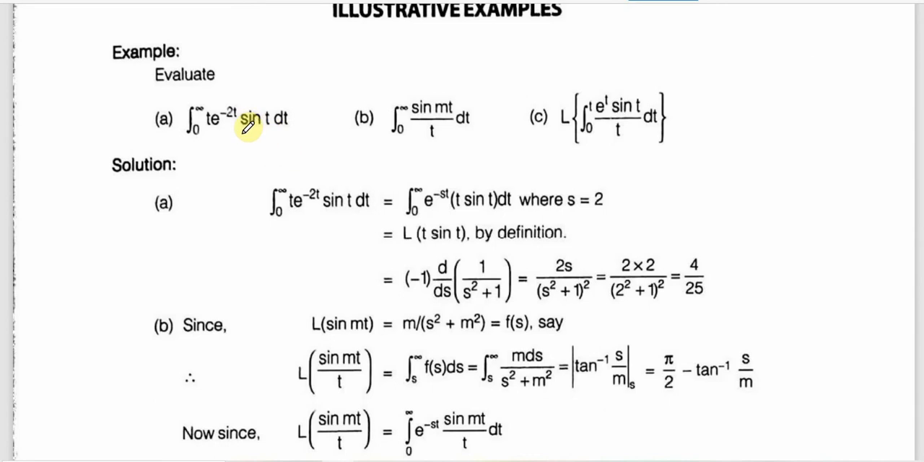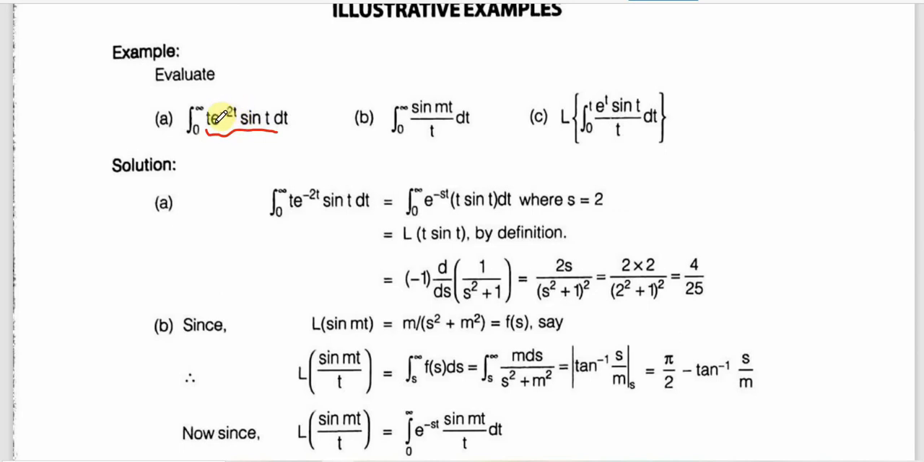See here, we have to find the integration from 0 to infinity of t into e to the power minus 2t sin t dt. We can also find its integration by the laws of integration, but it will be a time consuming process. We could solve by the parts method, but let's see how we can solve it by this Laplace method, and it's a very simple method.